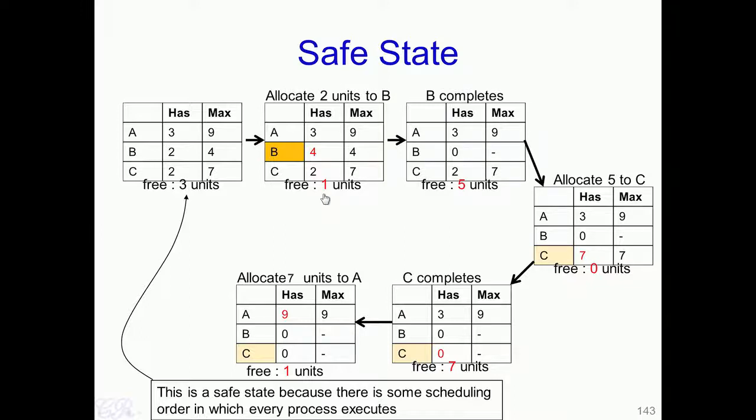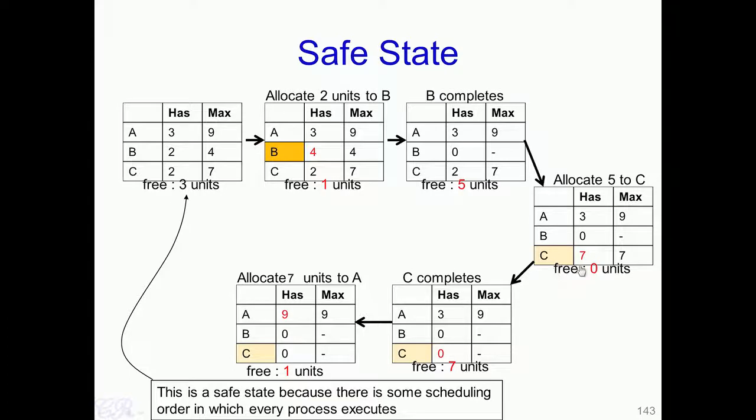Now, after B completes, all the 4 units are returned to the free store. So, 4 plus 1 will be 5 units present in the free store, and these 5 units can then be allocated to C. So, C will get its maximum credit limit of 5 plus 2, that is 7 units, as seen over here. So, the amount present in the free store is 0 units.